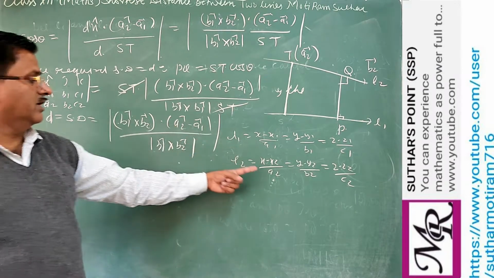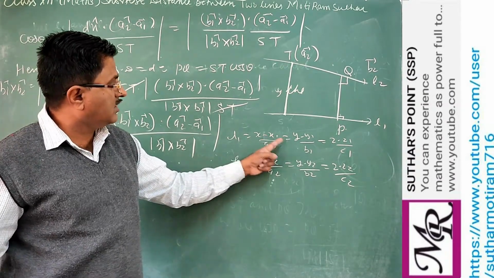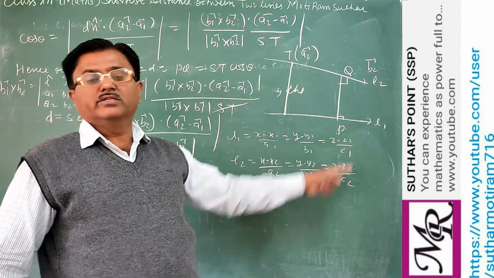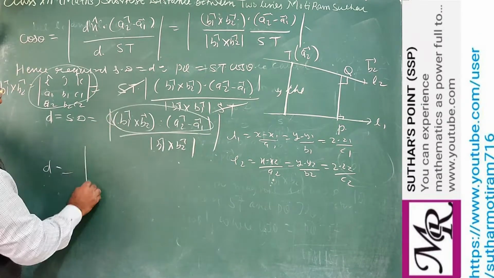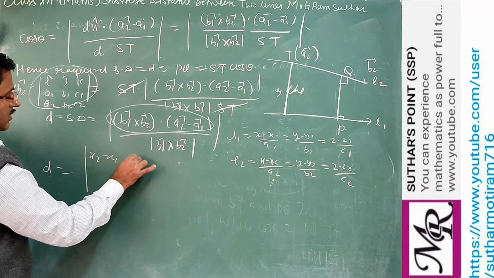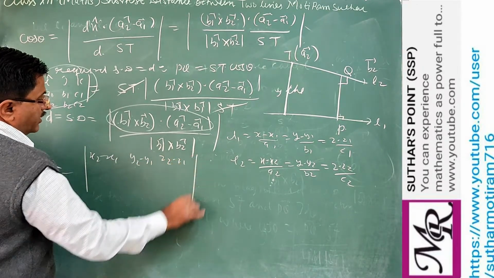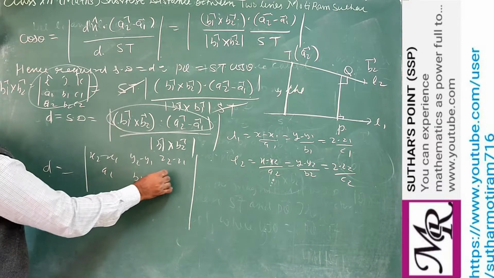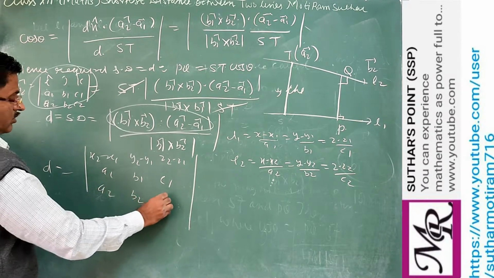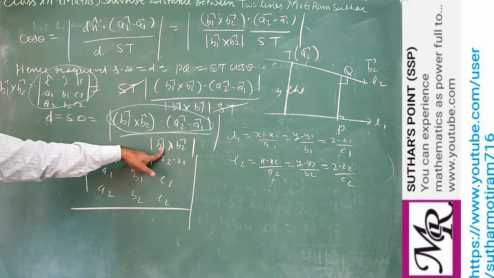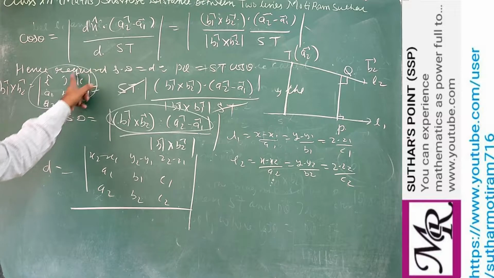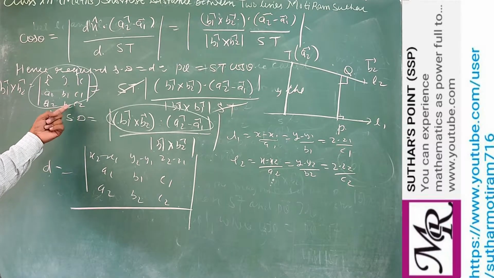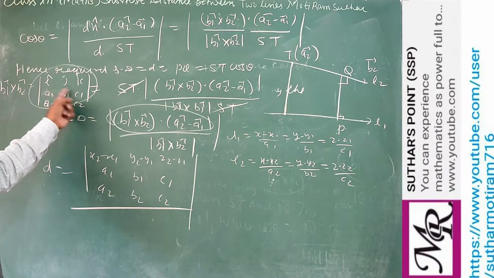That is a2 minus a1. A2 minus a1 means x2 minus x1, y2 minus y1, z2 minus z1. So we can write this numerator in determinant form: x2 minus x1, y2 minus y1, and z2 minus z1, then a1, b1, c1, and a2, b2, c2. Now we need the modulus of vector b1 cross b2. So modulus of this means you solve this determinant and then take the square root of the sum of the squares.